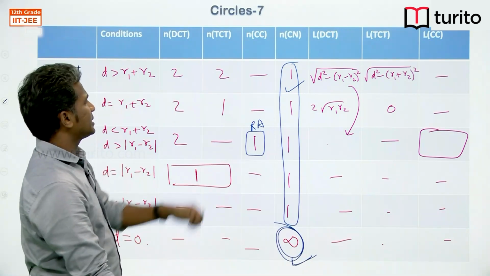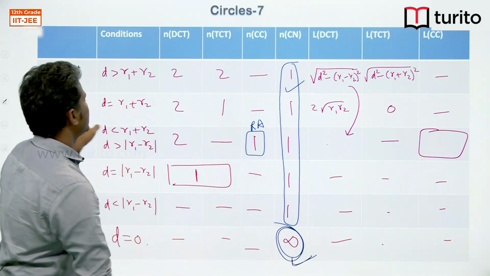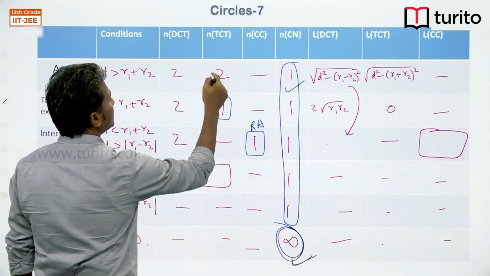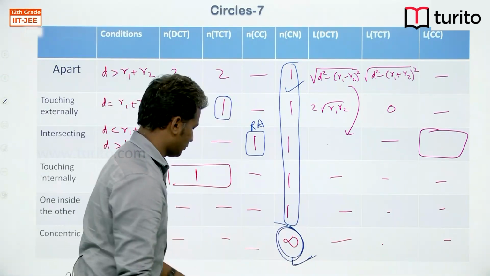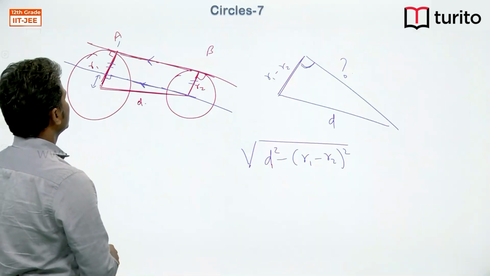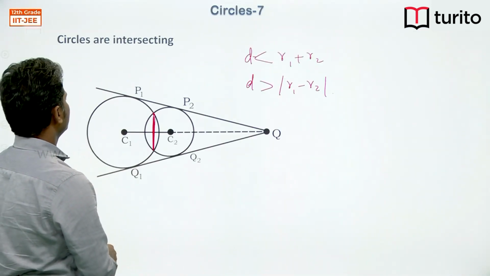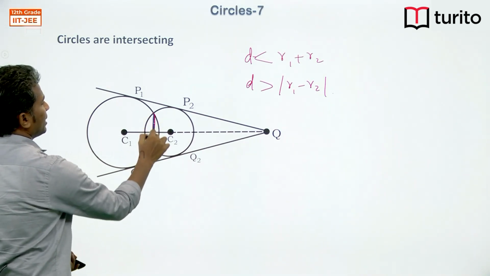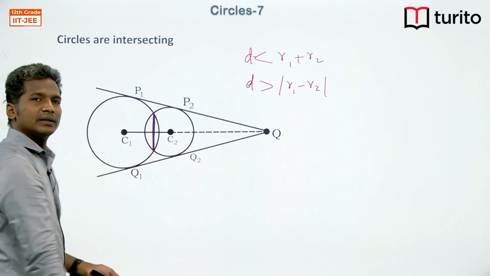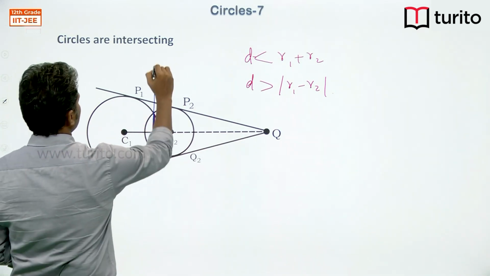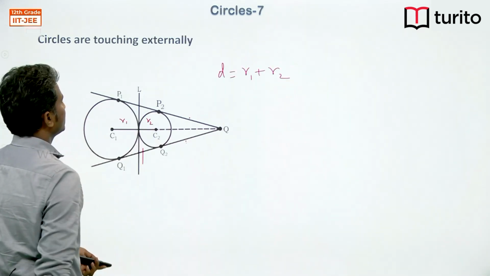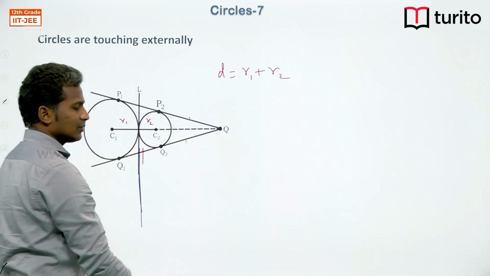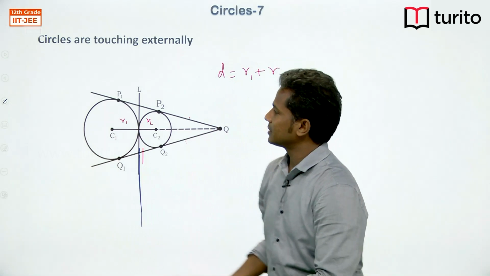Now coming to the next. In the touching externally case, I have one transverse common tangent. If you still have any confusion, let me look at the diagram. So here this common chord can be calculated by taking the radical axis, because this is nothing but the radical axis. Similarly, this common tangent can be calculated using the radical axis.